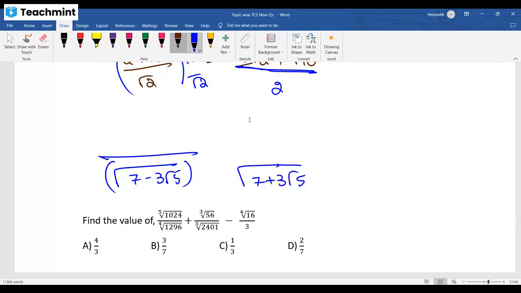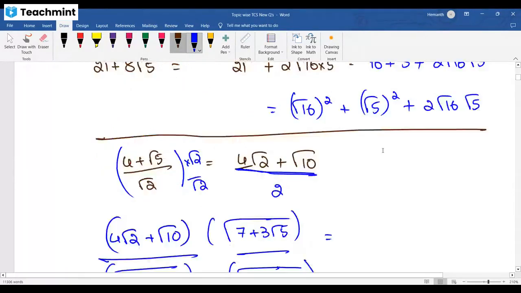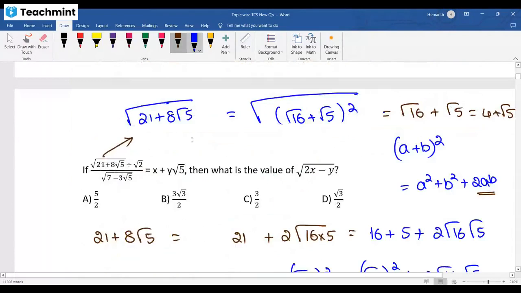Numerator, see this lengthy procedure. We have 4 root 2 divided by 2 already there, that will be anyhow, no problem. Root 10 should be multiplied by the square root of 7 plus 3 root 5. Denominator will be, when you do the square root, root 7 whole square. This is like A minus B, A plus B. No, that format also is not possible. Is it 7 plus 3 root 5? Square root of 7 minus 3 root 5.